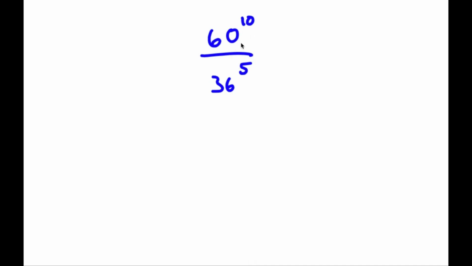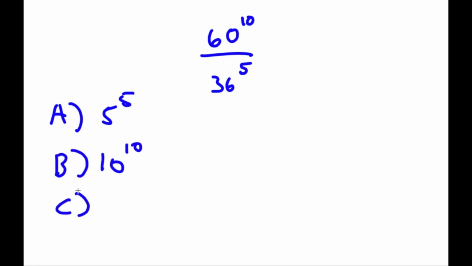Alright, so I have 60 to the power of 10 over 36 to the power of 5. So I have 4 multiple choice answers which you guys can try to solve. So A, this is 5 to the power of 5. B, this is going to be 10 to the power of 10. C, it's going to be 12 to the power of 6. And D, it's going to be 8 to the power of 6. So if you guys want, you can go ahead and pause the video and try to solve this problem now.